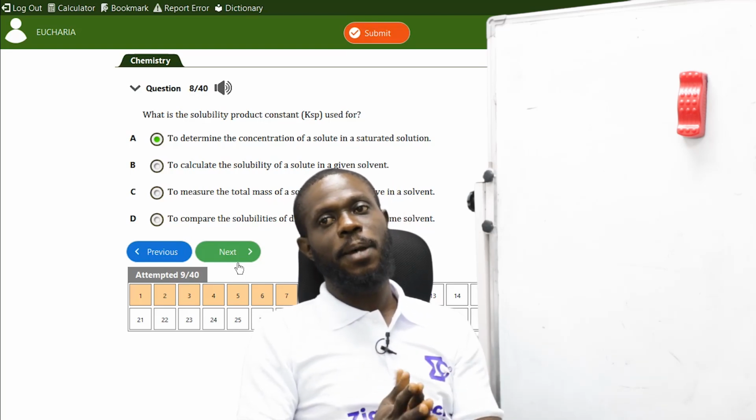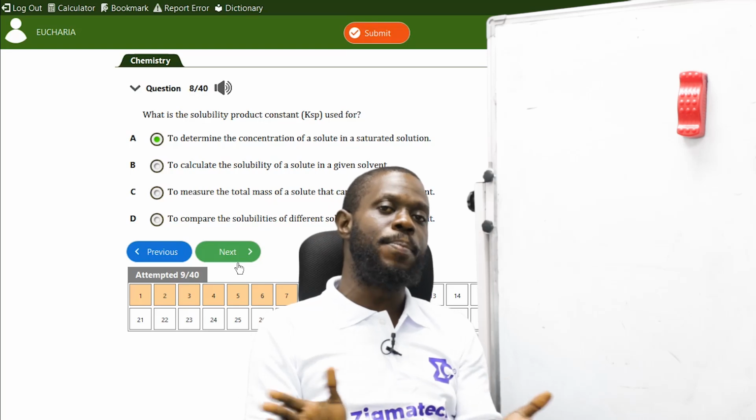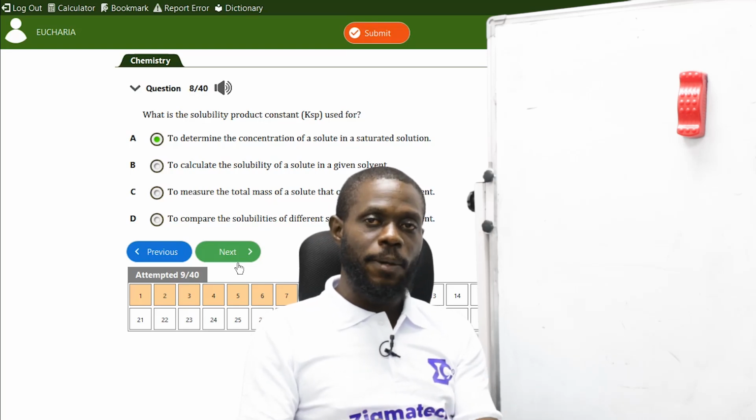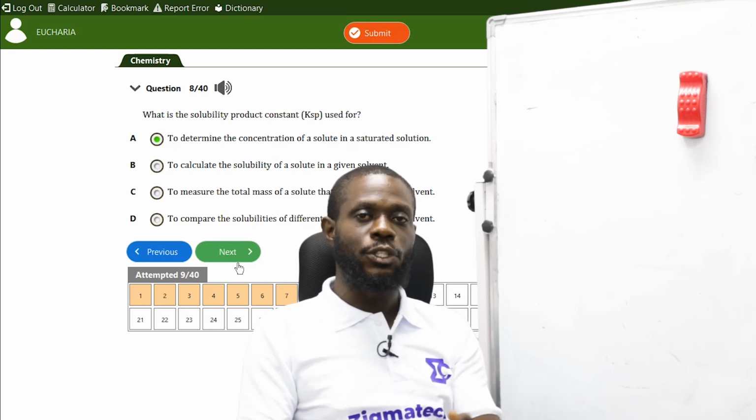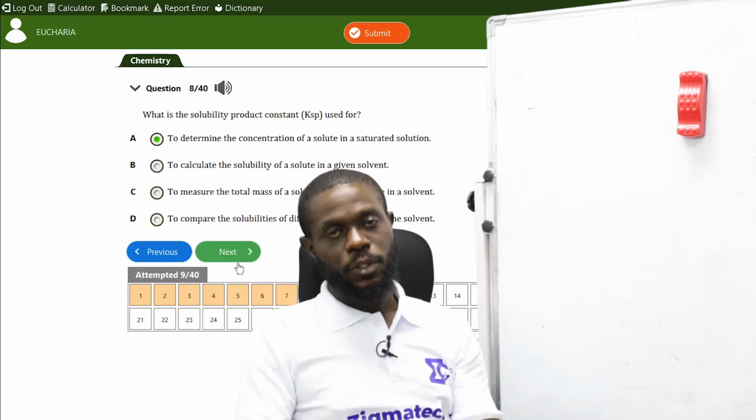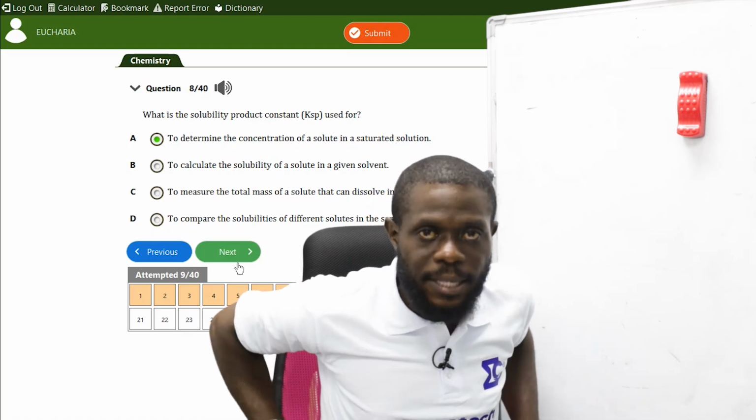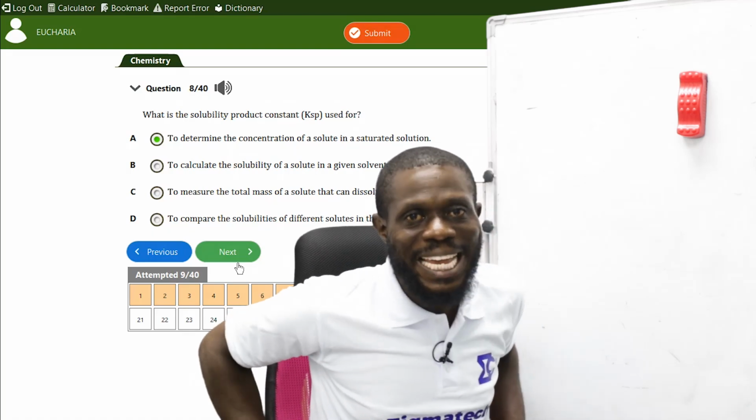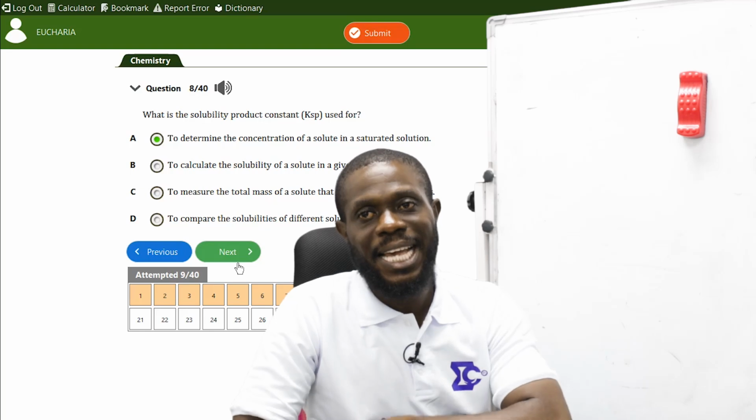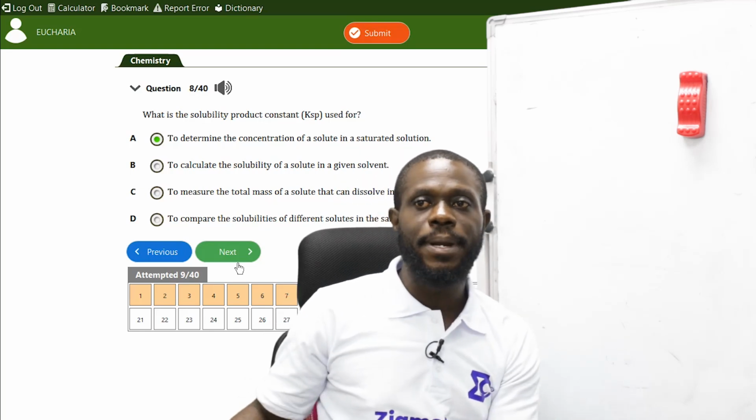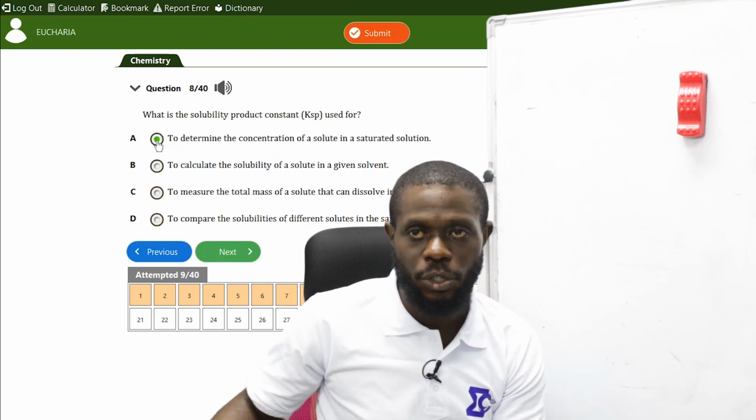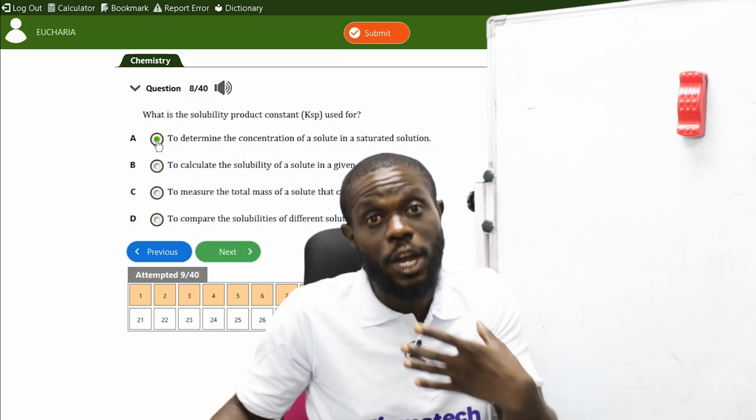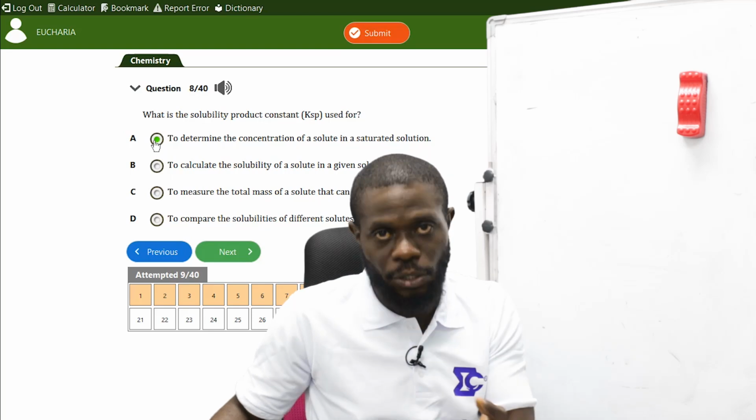A solute is a substance that dissolves in a solvent completely, while a solvent is a substance that a solute dissolves in completely. So the answer is A. It is used to determine the concentration of a solute in a saturated solution. It's used for us to know the amount that dissolved.